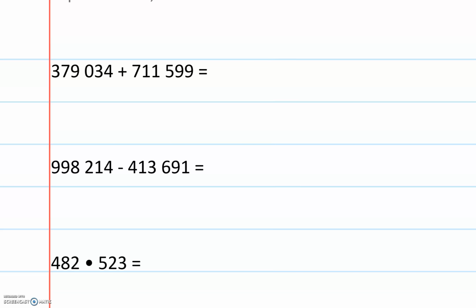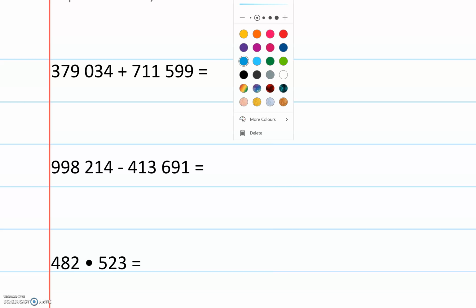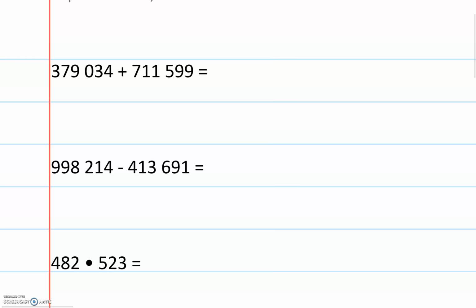Estimating is a very broad, general term, so it allows for a little bit of flexibility. Not craziness, but flexibility. So it allows you to decide what you think is easy to work with. So in this top case, I would say, yeah, may as well make it as easy as possible. Let's round this to 400,000. And let's round this to 700,000.